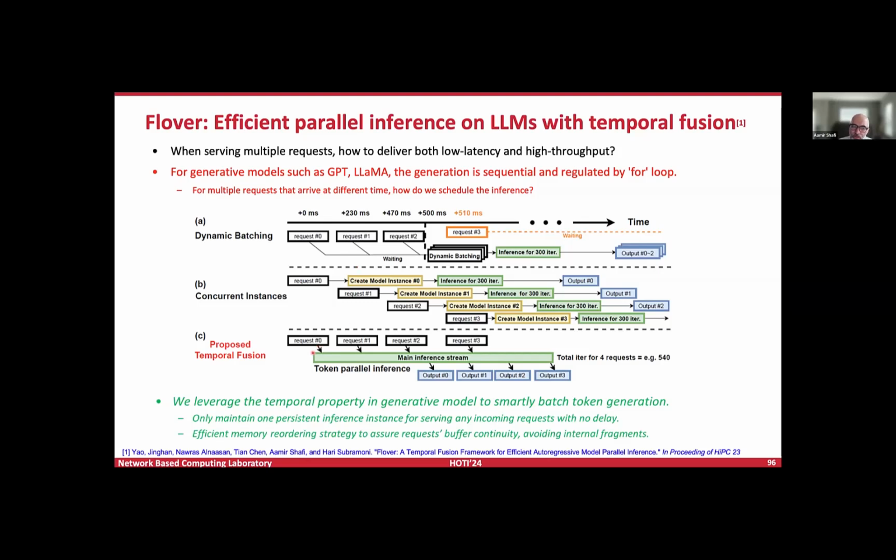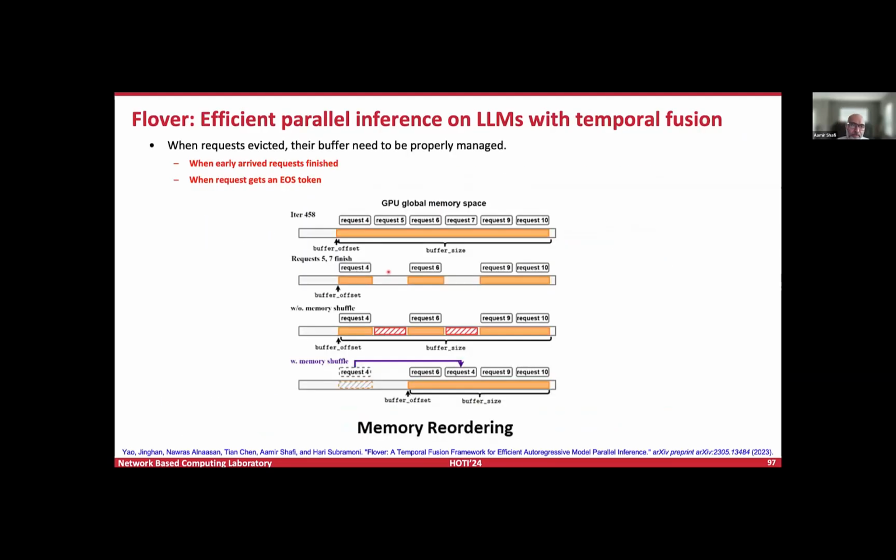And this obviously gives us a performance boost compared to dynamic batching and concurrent instances. So when we implement this, one of the techniques that is also implemented is memory reordering. Since all these requests get processed in a CUDA kernel, it's always best to have things in a batch in close proximity in terms of space.